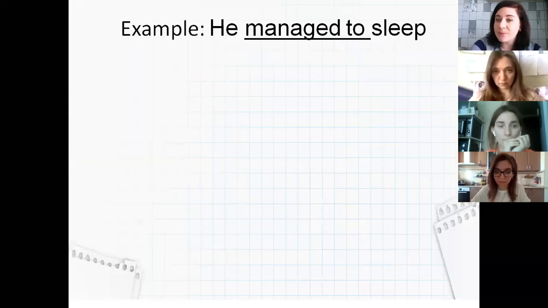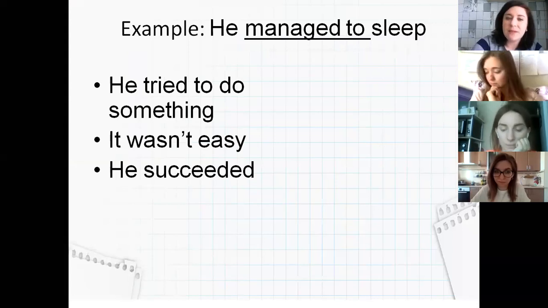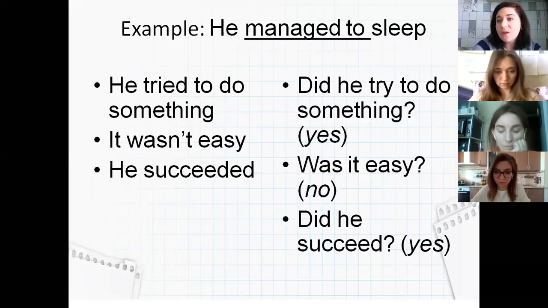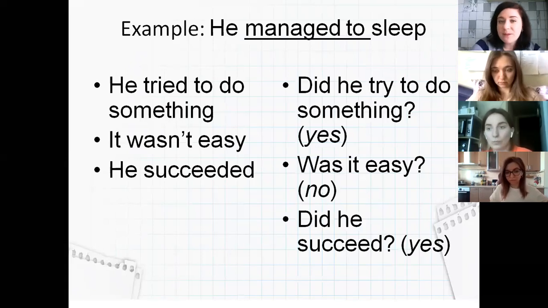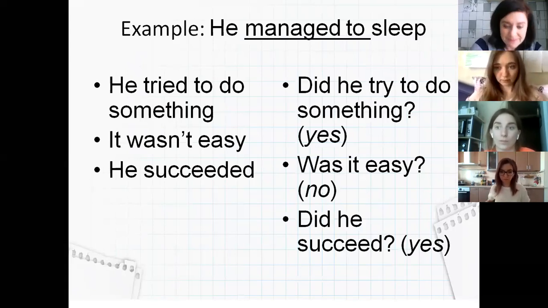He managed to sleep. And your task is to check if students understand the phrase managed to. Yes, so first you identify the meaning. It means that he tried to do something, it wasn't easy, but he succeeded. And then this meaning you can turn into simple closed questions. Did he try to do something? Yes. Was it easy? No. Did he succeed? Yes.